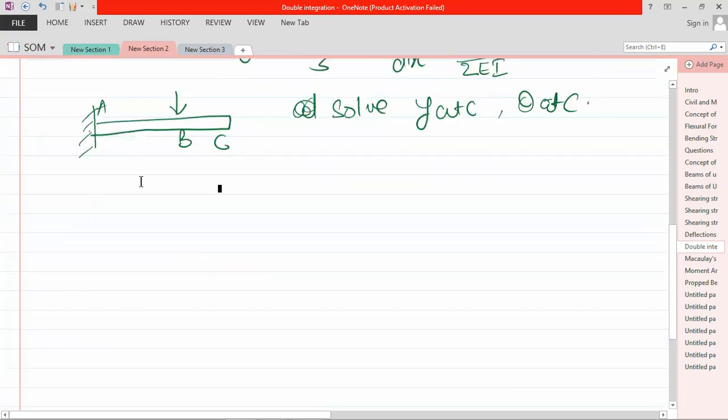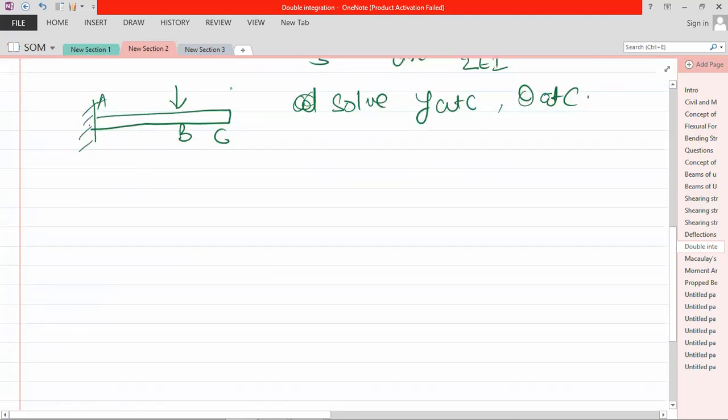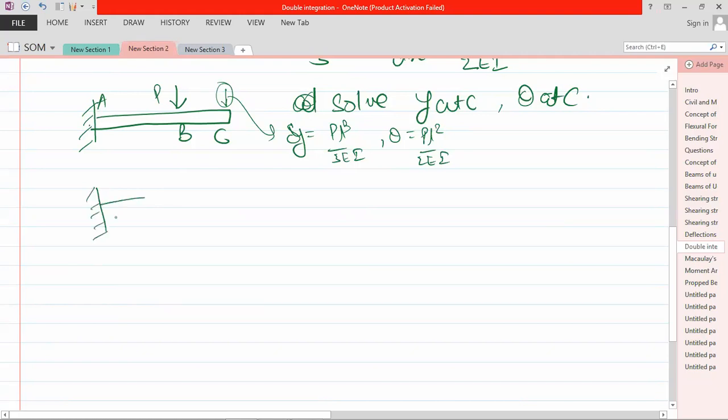Suppose the point load is given at this point. You know the formula: deflection y is equal to PL cube by 3EI, and theta is equal to PL square by 2EI. But the load is not acting at that location. So suppose in the general case, up to point P it is deflecting, but after P it is a straight line.